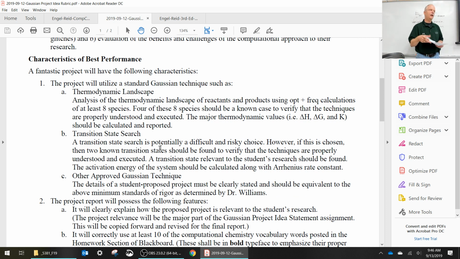So that would be picking, say, a couple of different reactions. So that'd be 4 molecules, or if you have a single reaction of 2 species reacting and producing 2 products, again, you got 4 optimizations, 4 frequency calculations, calculating the energy of the products, energy of the reactants, delta G, delta H. So that's what I call the thermodynamic landscape for this reaction.